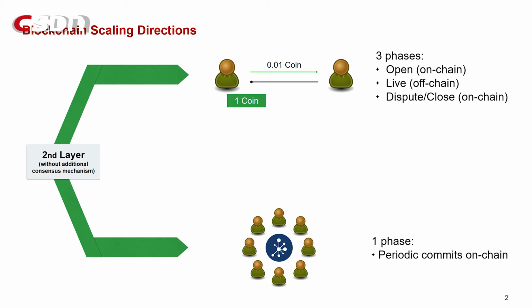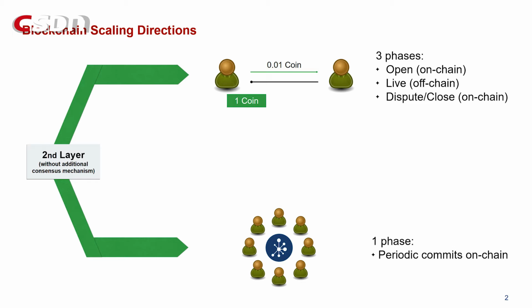Layer 2 means that we build a protocol on top of an existing blockchain in order to make off-chain transactions. We have two big categories of Layer 2 protocols. The first one is two-party payment channels, such as Lightning Network or Raiden. In two-party payment channels, we have three phases. First, a channel opening, where two parties lock funds. Once this is done, we can make off-chain transactions. The channel is live and we can send coins back and forth. And after a period of time, there will be a dispute closure mechanism on-chain.